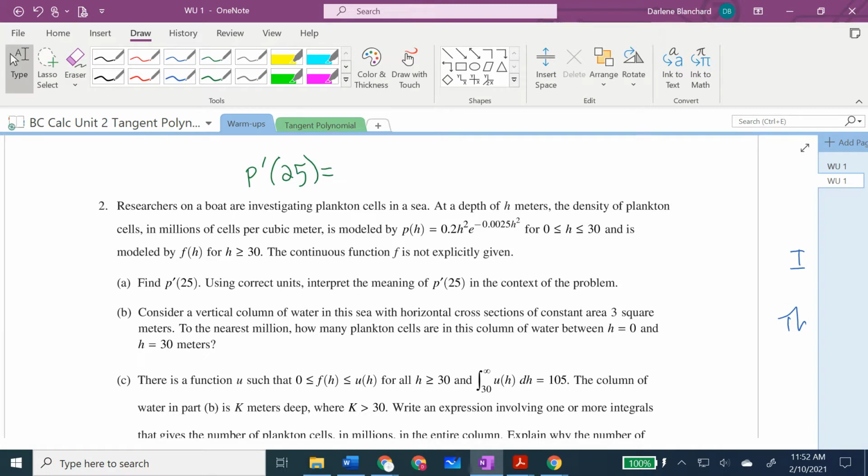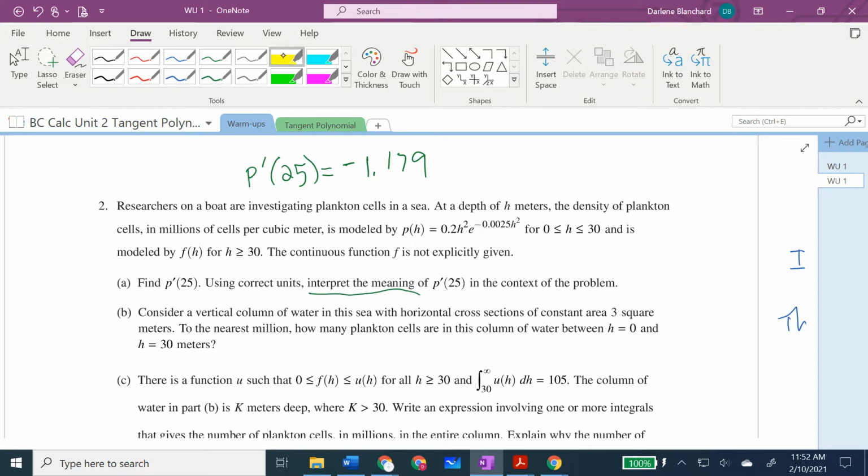And you should be getting the number negative 1.179. But then it goes on and wants you to, sorry, I lost my place. Interpret the meaning of P prime of 25 using correct units in the context of the problem.